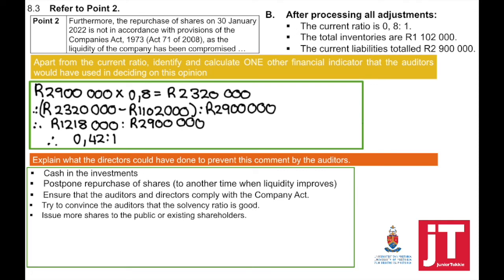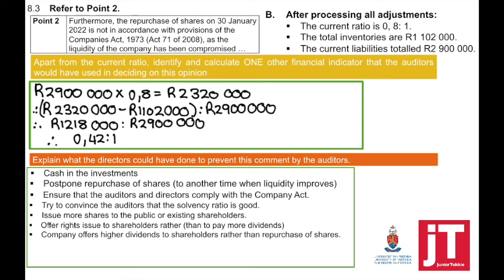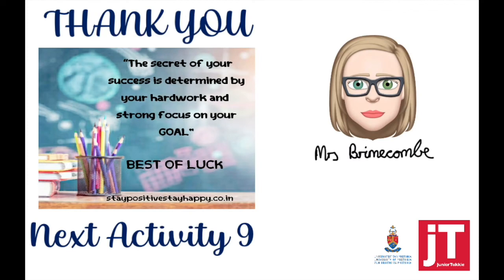Issue more shares to the public or existing shareholders, offer a rights issue to shareholders rather than pay more dividends. Company offers higher dividends to shareholders rather than repurchase of shares. Reduce the dividends paid to improve liquidity. Promote more cash sales or offload stock. So those are all possibilities that the directors could have done to prevent that comment by the auditors.